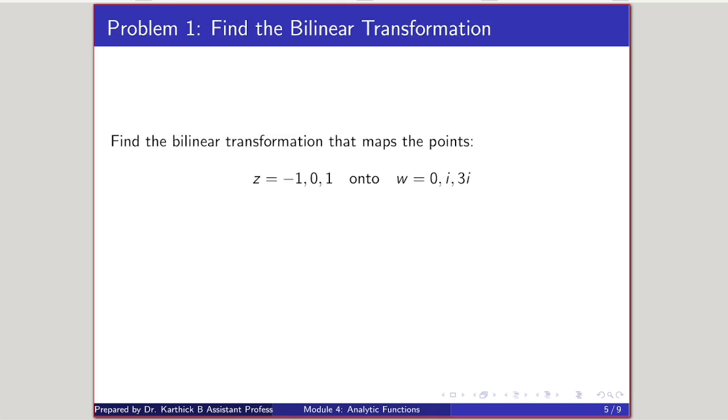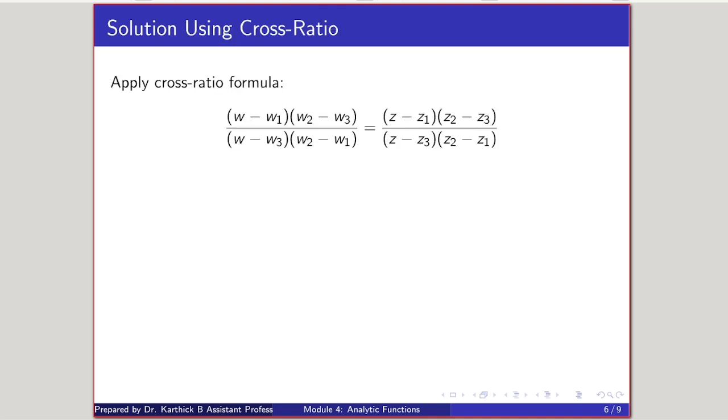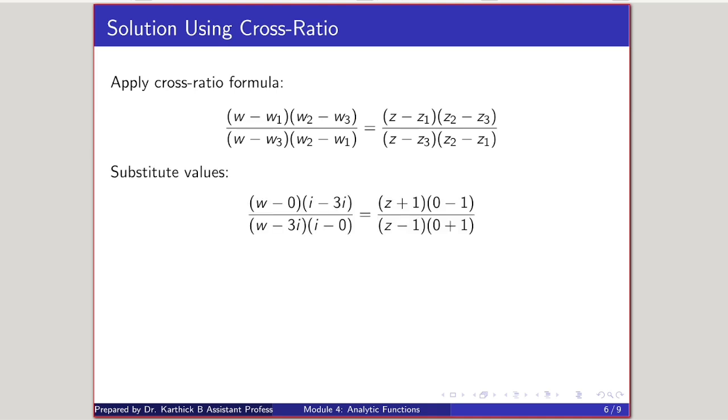We start with the problem. They have given three values of z and three values of w, and they ask us to find the bilinear transformation. That means we want to find f of z, which will be w. So I am taking z1 as minus 1, z2 as 0, z3 as 1, and w1, w2, w3 as 0, i, 3i. Now I am going to substitute in the cross ratio formula, the values of w1, w2, w3 and z1, z2, z3.